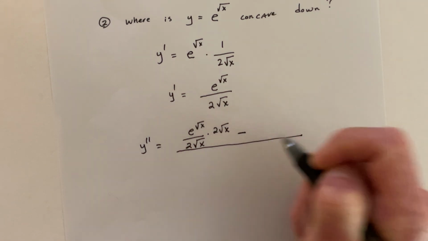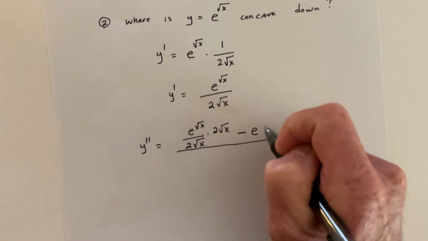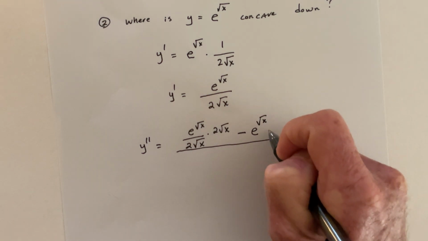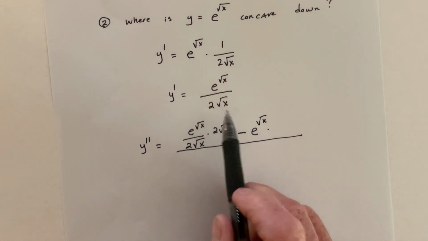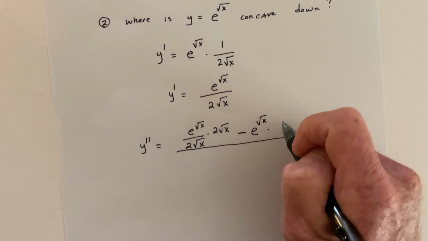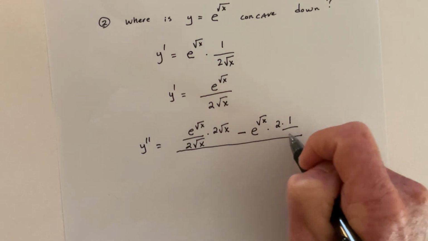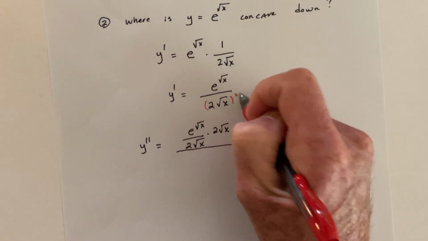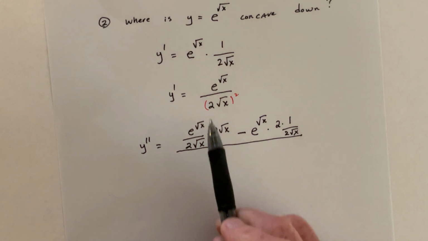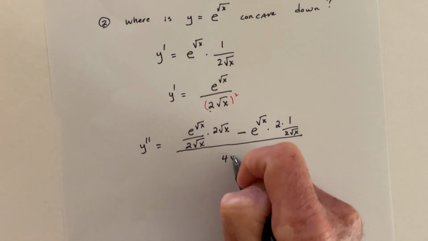Then the quotient rule says minus. Now whatever's on top, just copy that down, the e function, and then take the derivative of this. So 2 times the square root function and take its derivative. So it's going to be 2 times, and then the derivative of the square root function is 1 over 2 times the square root function. All right, that's the numerator. And then for the denominator, you just square it. So 2 squared will be 4, and then the square root and the square will cancel. So it's 4x on the bottom.